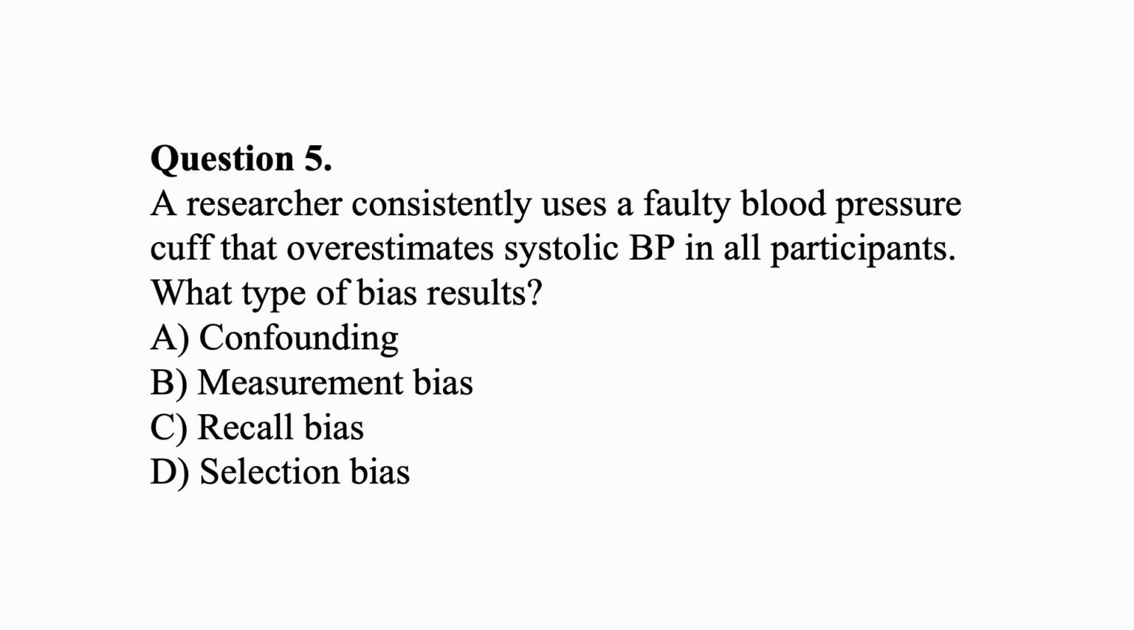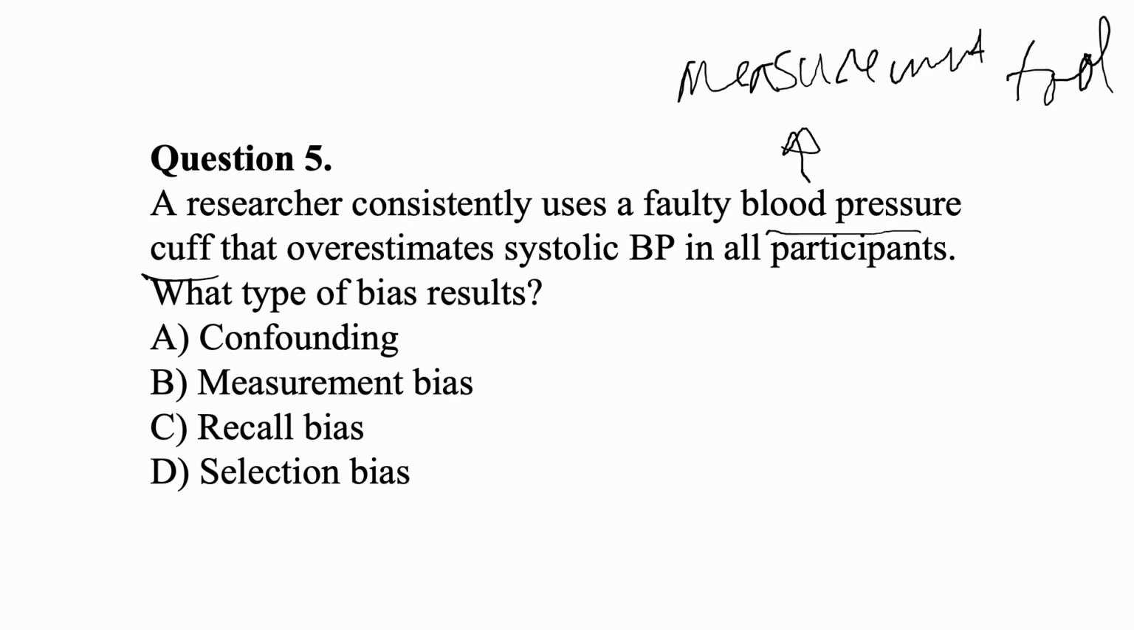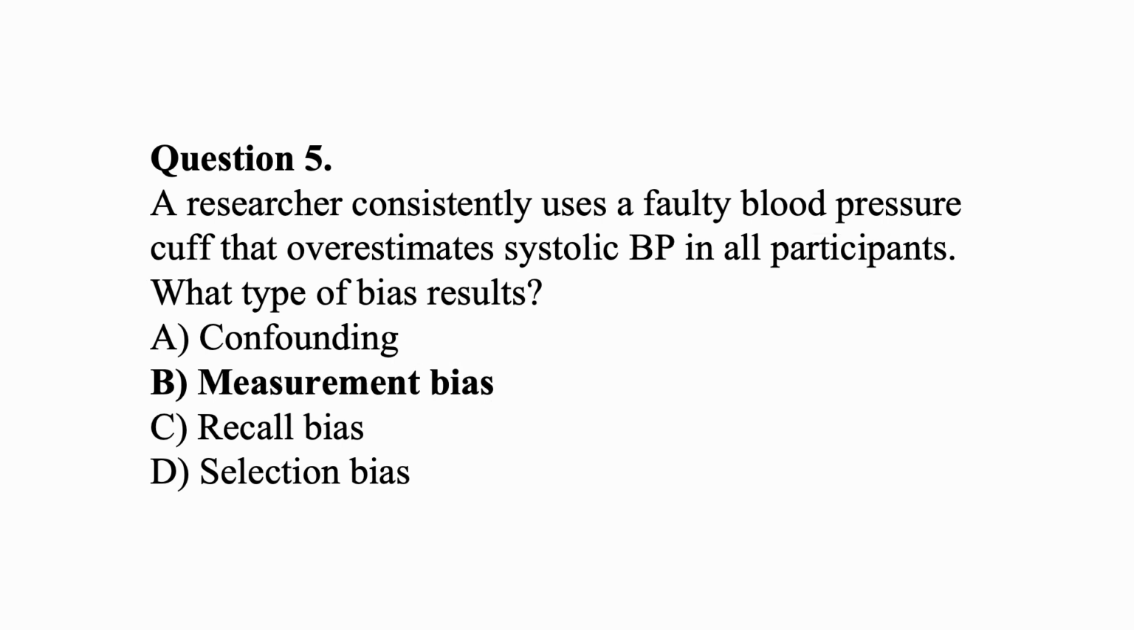So here we have a faulty blood pressure cuff. So this would be a measurement tool that is causing a faulty blood pressure reading. So when we have a faulty measurement tool, that's a type of measurement bias, which is B.